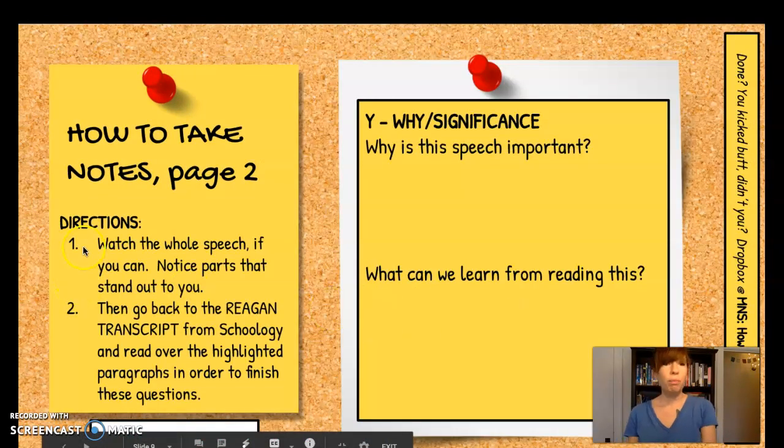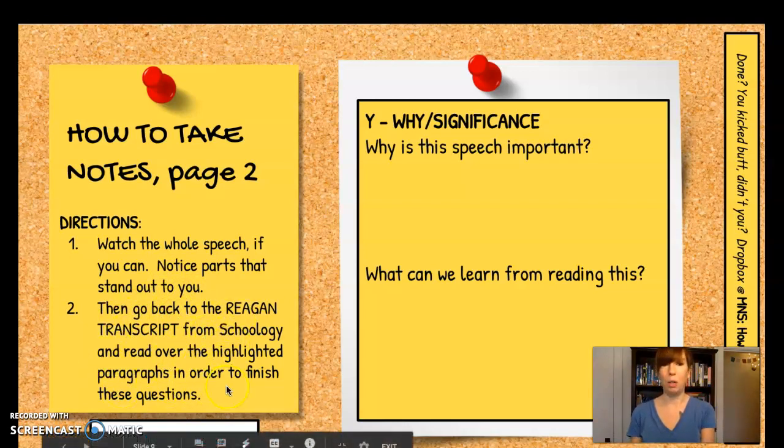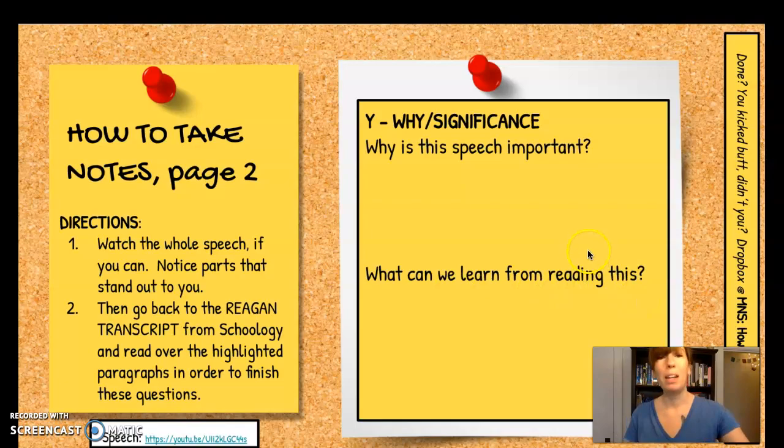For page 2, the directions say, watch the whole speech if you can. The link is below. It's also in Schoology. Notice parts that stand out to you. Then go back to the Reagan transcript from Schoology and read over the highlighted paragraphs in order to finish these questions. Why? Significance. Why is this speech important and what can we learn from reading this? Once you've done the assignment, submit it to the Dropbox and you are good to go.